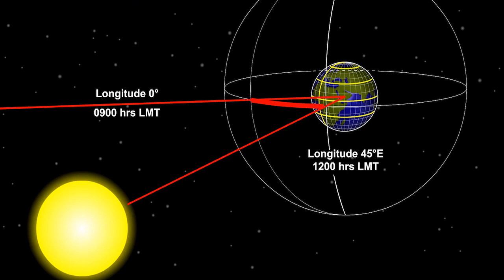Therefore, at 15 degrees an hour, the Earth will have to rotate for another 3 hours until the Greenwich meridian experiences noon. So the LMT at Greenwich must be 9 a.m. And similarly, longitude 90 east, which is 45 degrees further eastward, must have experienced noon 3 hours ago. Therefore its LMT must be 3 o'clock in the afternoon, or 1500 hours.